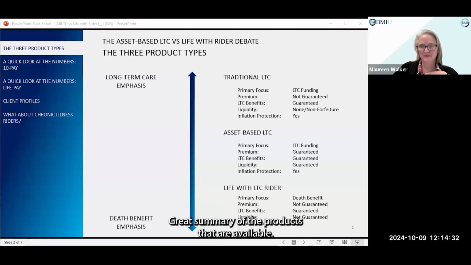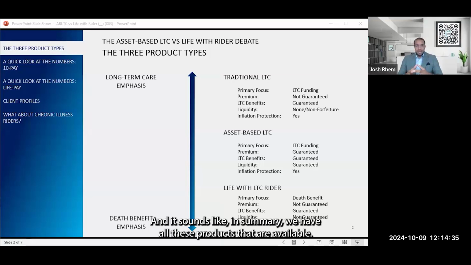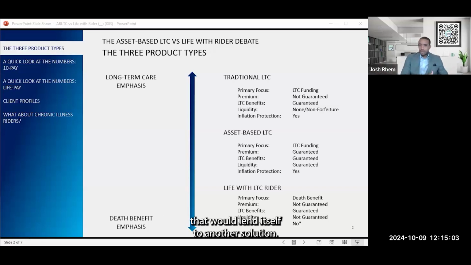Thank you. But yeah, great summary of the products that are available. And it sounds like, in summary, we have all these products that are available, but to know initially which direction to go in has a lot to do with what emphasis is being placed on long-term care. So if their client is really focused on getting the most long-term care benefits possible, then that would lend itself to a particular solution. Whereas if they want life insurance and long-term care insurance would be nice as a secondary option, that would lend itself to another solution. So the emphasis is what might help point us in the right direction, at least initially.